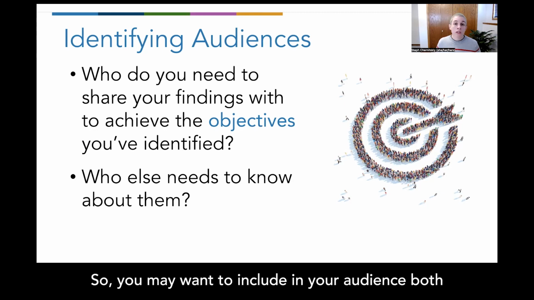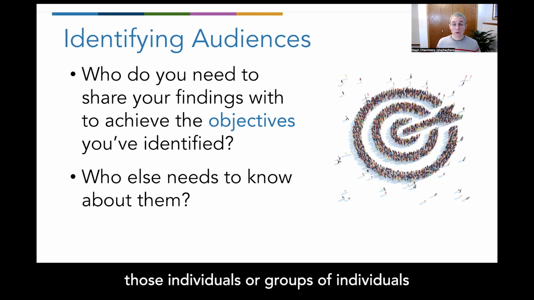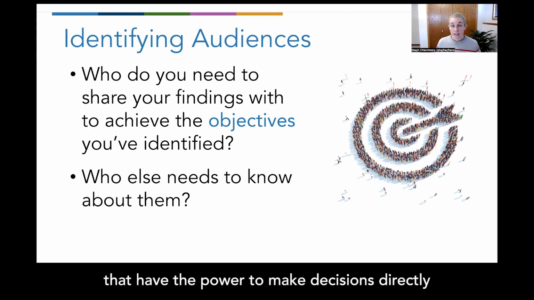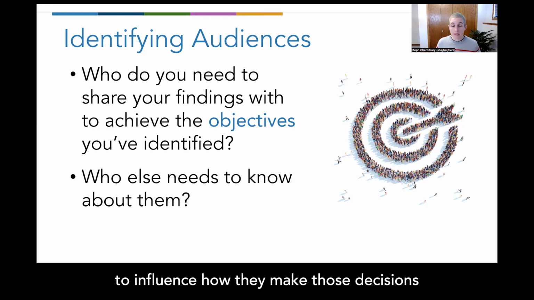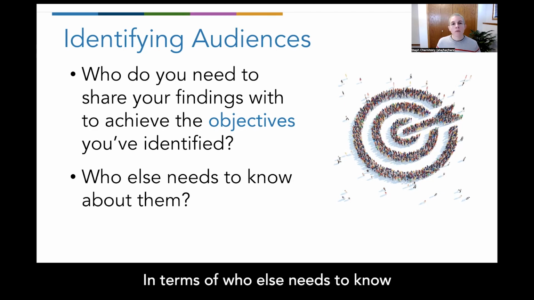So you may want to include in your audience both those individuals or groups of individuals that have the power to make decisions directly related to your objectives, as well as those audiences who are able to influence how they make those decisions and what information they're using to make those decisions. In terms of who else needs to know about your findings, I mentioned this a little bit earlier, but there are individuals who may not hold power, but deserve the right to know how an intervention, that could be a policy or a program, is impacting the health, well-being, and racial equity of their communities and of them as individuals.